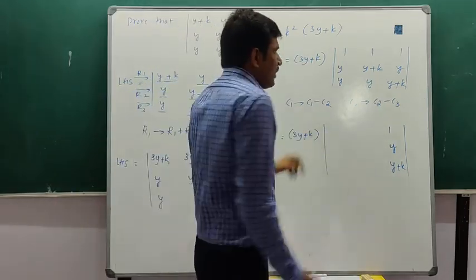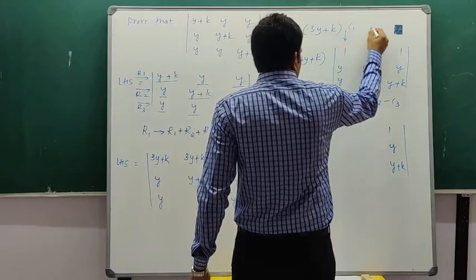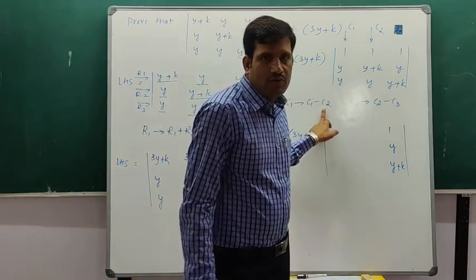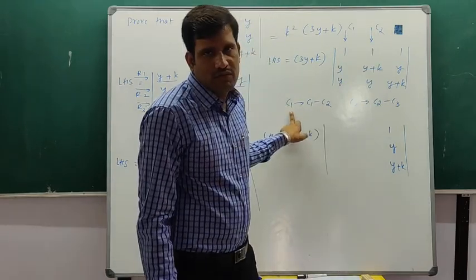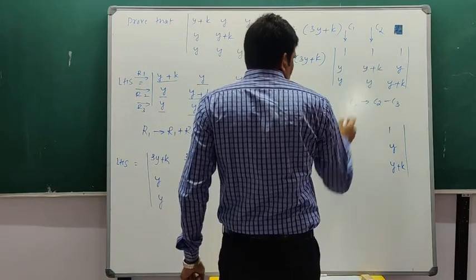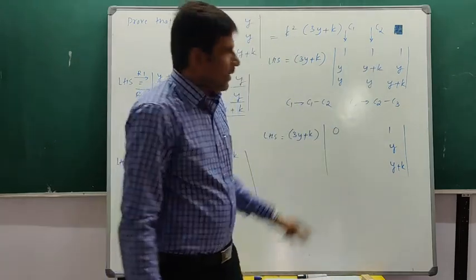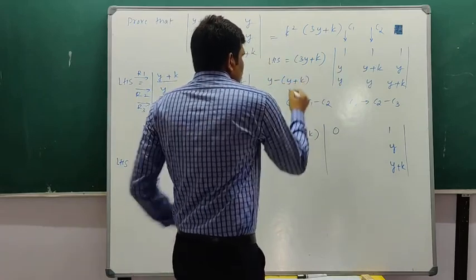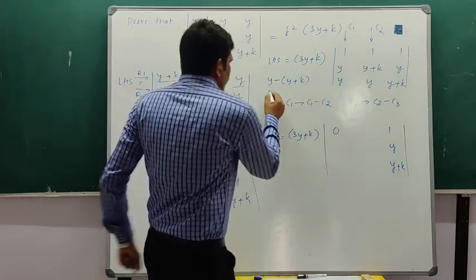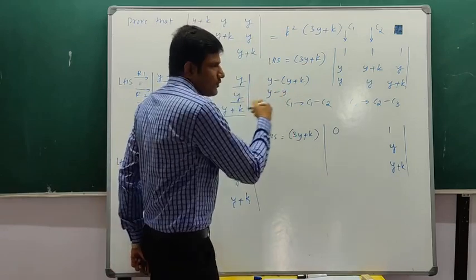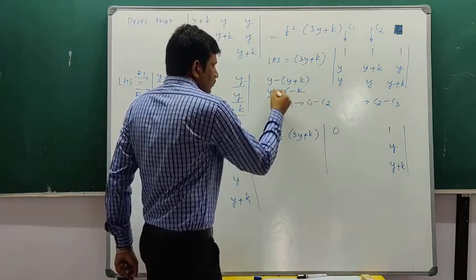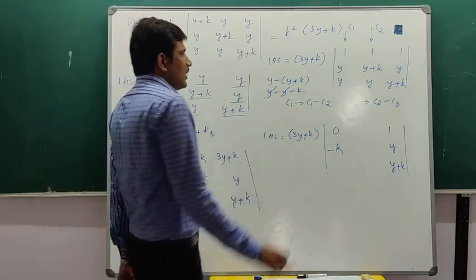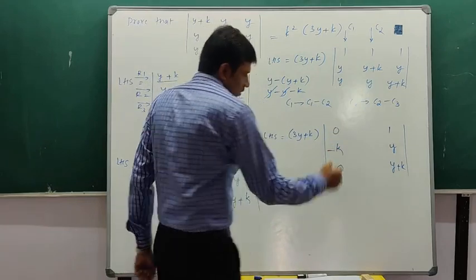So therefore C1 minus C2. Now this is C1 and this is C2. Elements of the first column should be subtracted with elements of the second column, and that answer we write in C1. Right? So 1 minus 1. What is 1 minus 1? 0. Next, y minus (y plus k). That is y minus y minus k. This y will get cancelled. What is the answer? It is minus k. Right? So next, y minus y, that is 0.